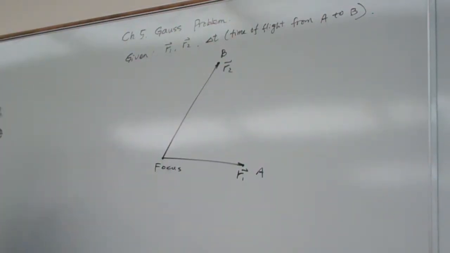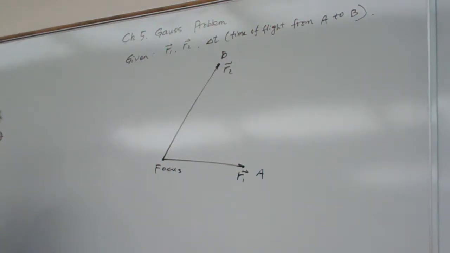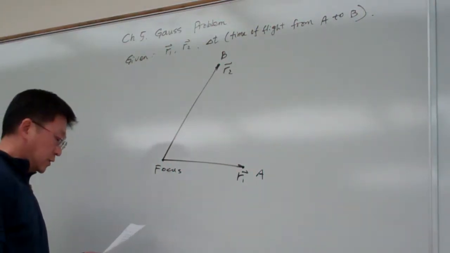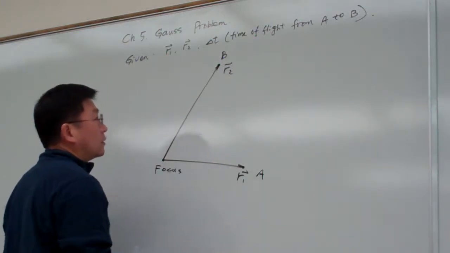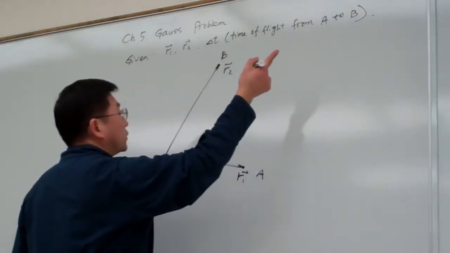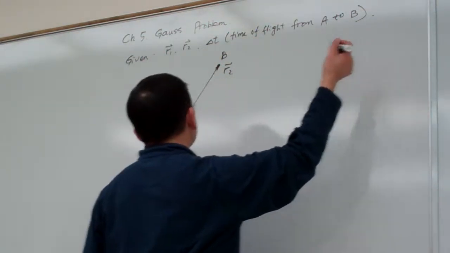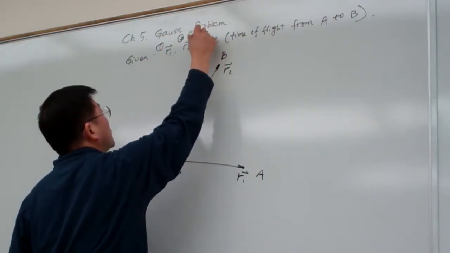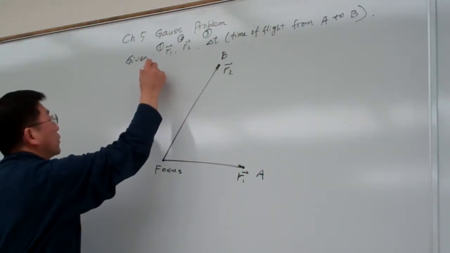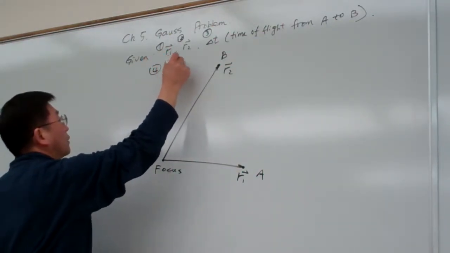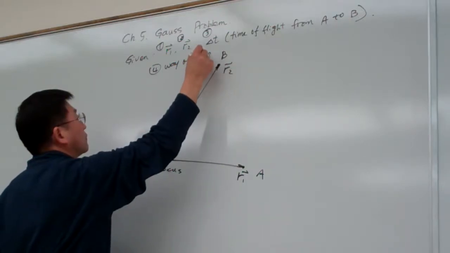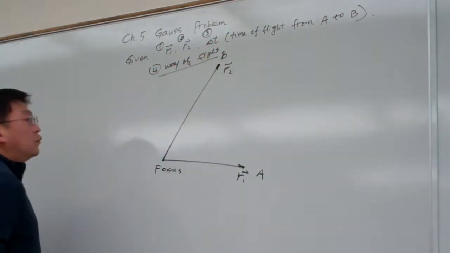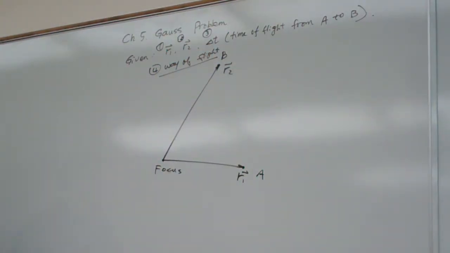Okay, and then here we want to find out the direction, the velocities here. And also we want to find, so these are 1, 2, 3, and also we want to know the way of flight. The way of flight, and that definition is what we did last time.